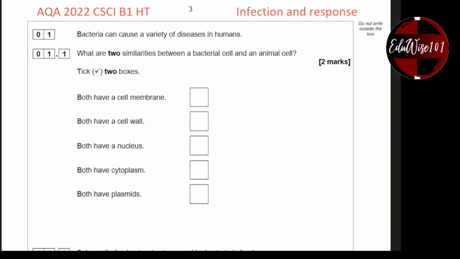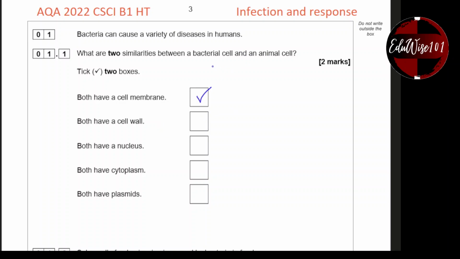Question 1 is on the infection and response topic. Bacteria can cause a variety of diseases in humans. What are 2 similarities between a bacterial cell and an animal cell? A similarity between bacteria and animal cells is that they would both have a cell membrane. Yes, that is correct.